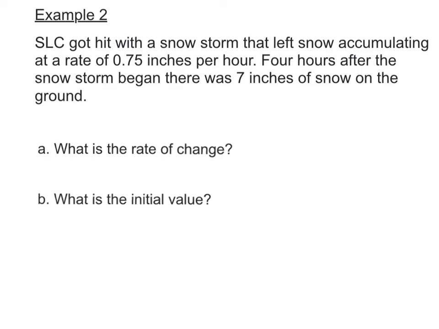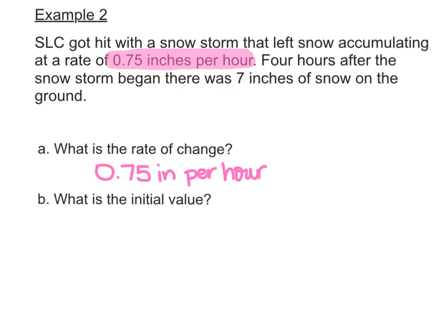I notice that the snow is accumulating, which means the snow is rising at a rate of 0.75 inches per hour. That is going to be our slope, or our rate of change. Next, they say 4 hours after the snowstorm began, there was 7 inches of snow on the ground. So they didn't say anything about the starting amount of snow, but they said 4 hours into the snowstorm. That sounds like an x, y value, or a specific situation to me. At a certain time, there was so much snow on the ground.